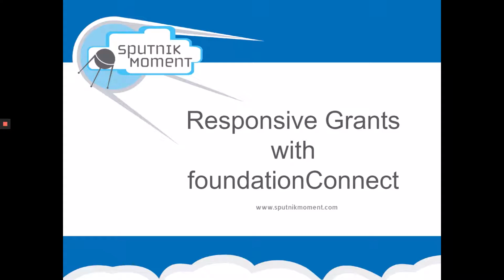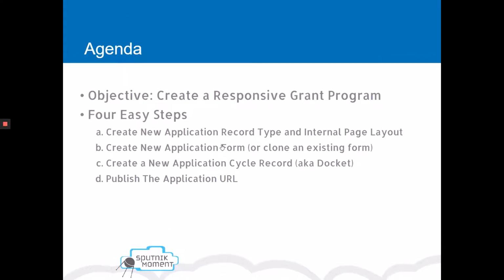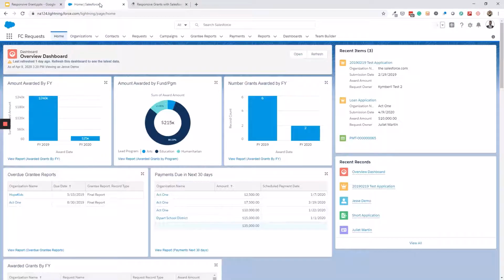In this brief video, we're going to review how to set up a responsive grant program and application from beginning to end in foundationConnect. We're going to do this in 4 easy steps. First, we're going to create a new grant application record type and internal page layout. Next, we're going to create an application form or clone an existing one if you have one that's suitable. Then we're going to create a new application cycle record, often called docket. And finally, we're going to publish the application URL. So without further ado, let's jump into Salesforce and see how we're going to set this up with foundationConnect.